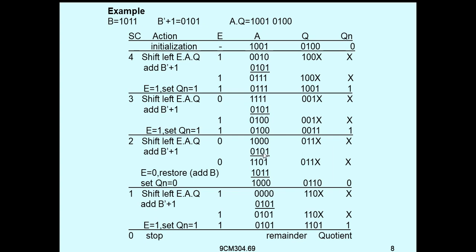So 0 1 0 1, 0 plus 1 is 1, 0 plus 0 is 0, 0 plus 1 is 1, and 1 plus 0 is 1, and then 0 1 1 x, and then x. Here, see this one: e is equal to 0, so we have to restore, add b. So set q1 equal to 0. Restore add b is nothing but once again this b is added to this. So 1 0 1 1.